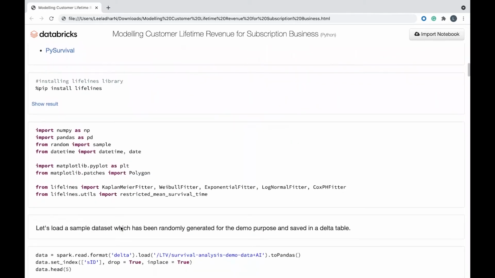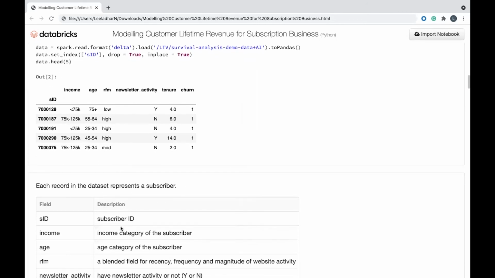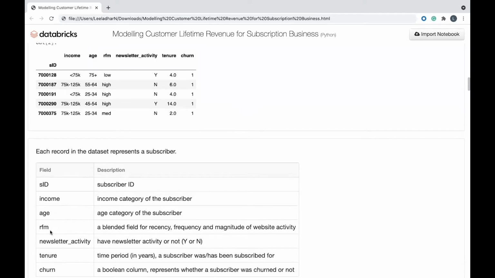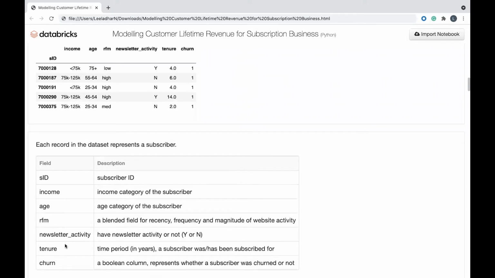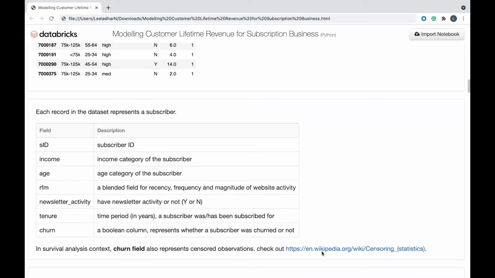So now coming to the data, every record in this dataset represents a subscriber. And we also have fields like income, age, RFM, whether a subscriber has newsletter activity or not, tenure of a subscriber, and churn of a subscriber. In the context of survival analysis, the churn column also represents the censored observations. To know more about censoring, you can follow this link. So with that, let us start building basic survival models.